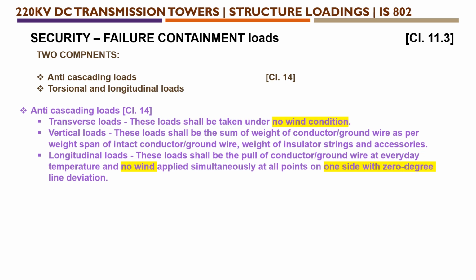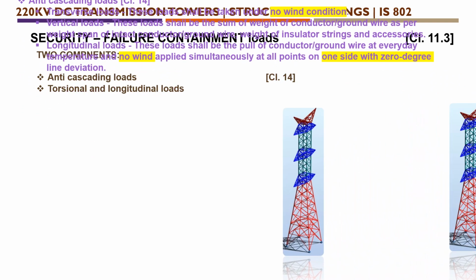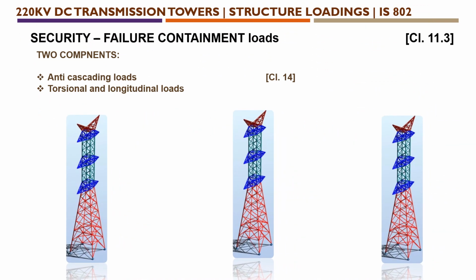That means the conductor is spanning in the longitudinal direction with its own span. Hence there is no deviation. Even though there is a deviation, we should ignore it, and we need to consider only the longitudinal loads calculated from the conductor static tension, considering the everyday temperature and no wind condition. So let me show what that one-side load to be applied is.